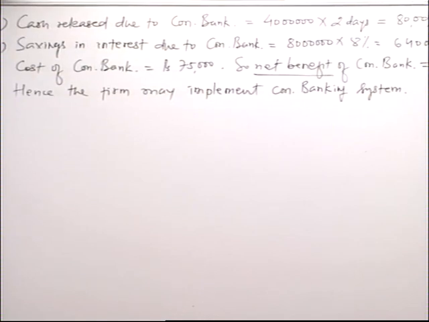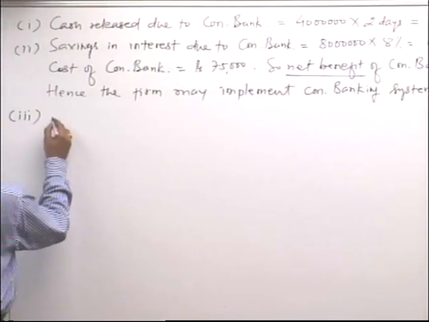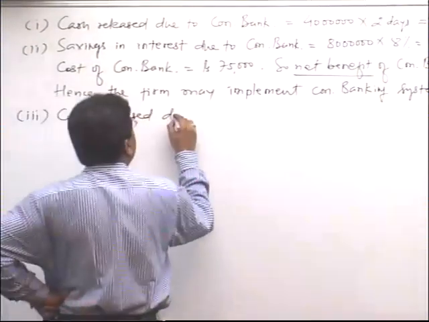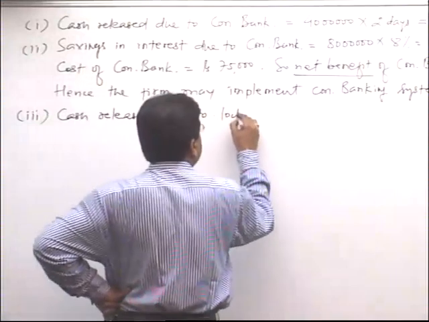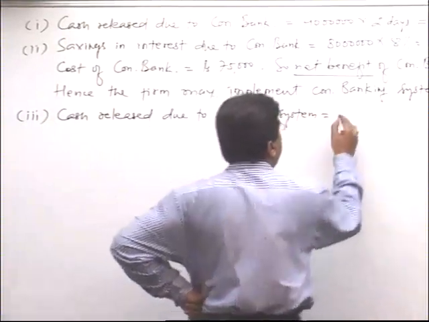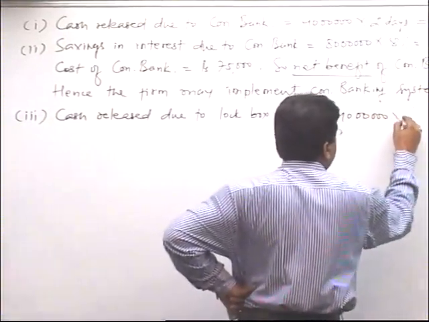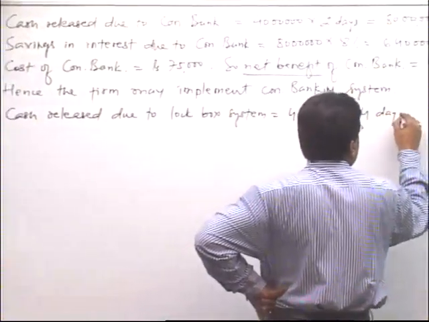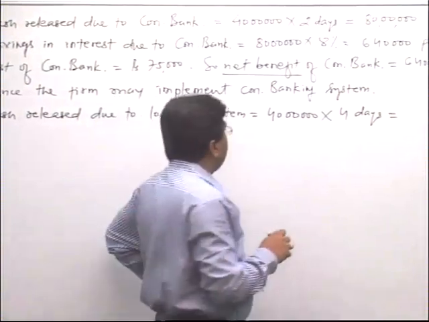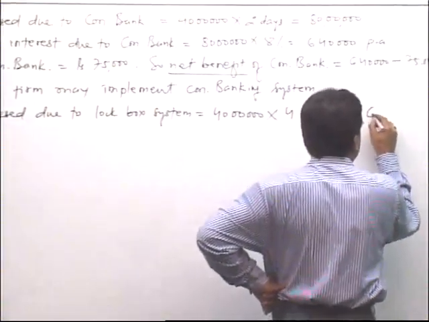Now see the third question. The third question says, how much cash would be freed? Freed means released by the lockbox system. So third answer, cash released due to lockbox system is equal to 40 lakhs multiplied by 4 days. In the lockbox system, the reduction in collection float is 4 days. So it is rupees 1 crore 60 lakhs.